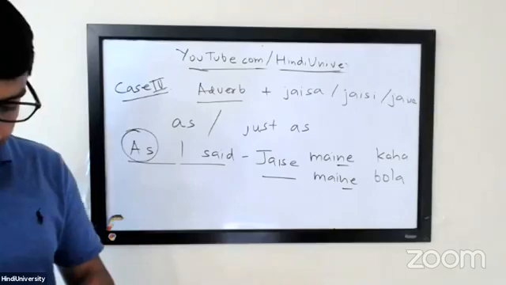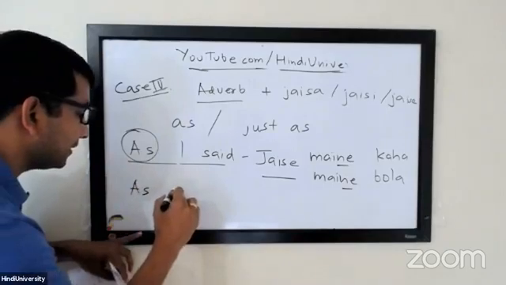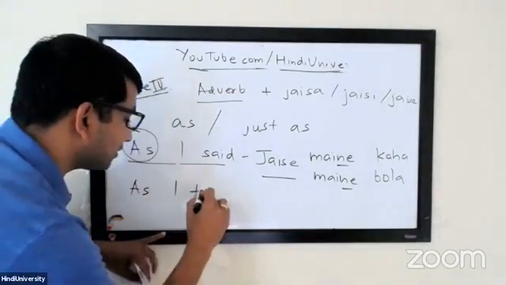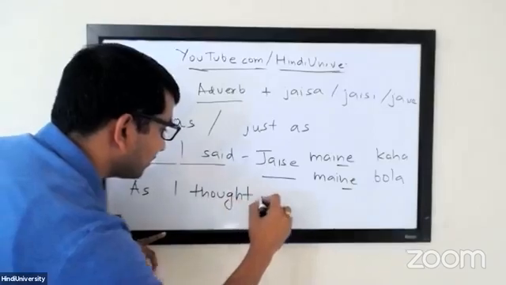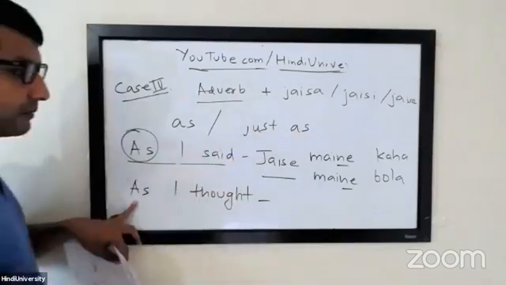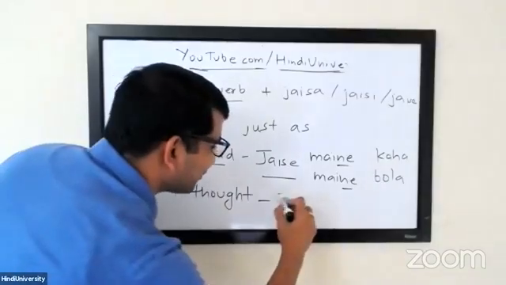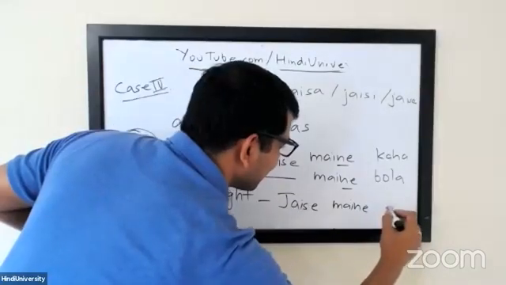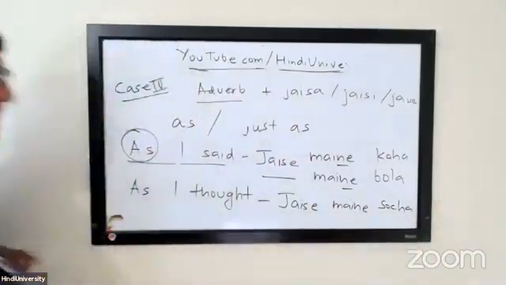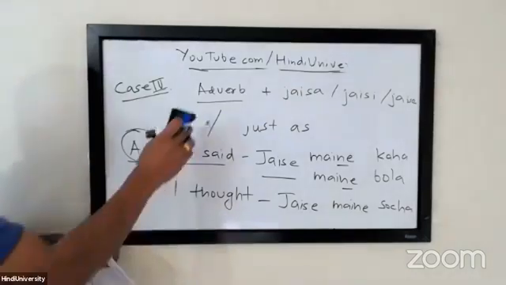Okay, as I thought, it happened just like I thought. So as I thought. How will you say that in Hindi? As I thought, just the same pattern I used before. Bundel: jaise मैंने सोचा. Very good. Jaise मैंने सोचा, as I thought would be जैसे मैंने सोचा. Great.